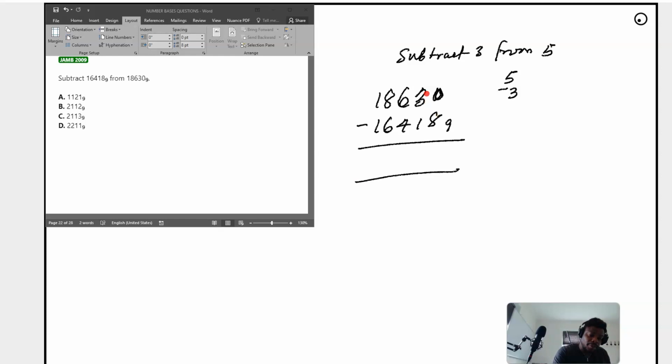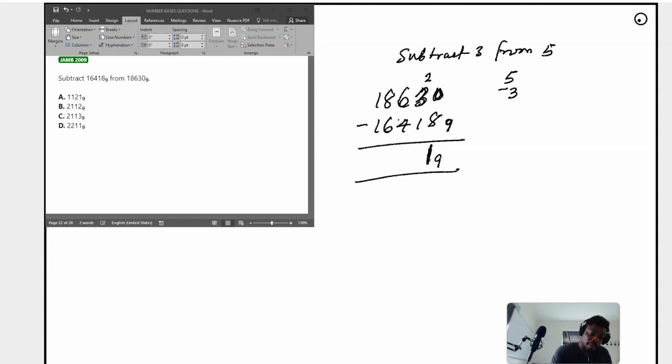0 minus 8, not possible. So I pick 1 from here. So this 3 becomes 2. The one I pick is what? 9. 9 plus 0, 9. 9 minus 8, 1 base 9. Remember, I told you that whenever you are doing this, you should be checking with your options. So our last value here is 1. Which one is not 1? Option B, last value is 2. And option C, last value is 3. So the answer cannot be B or C. The answer will be either A or D because our last value here is 1.